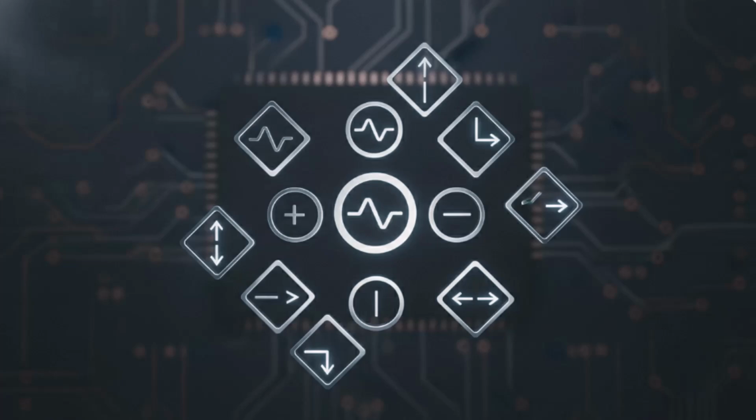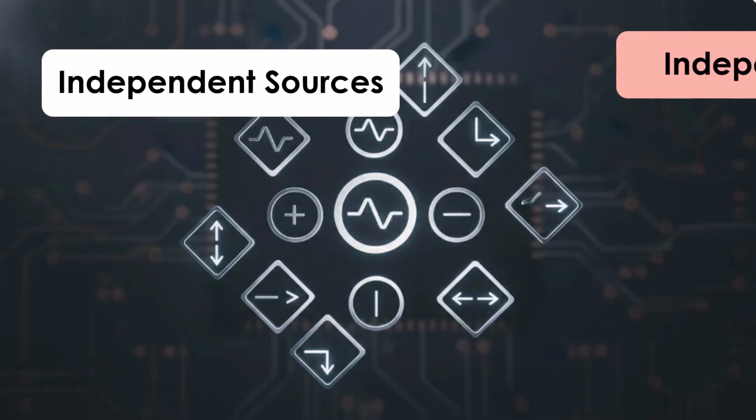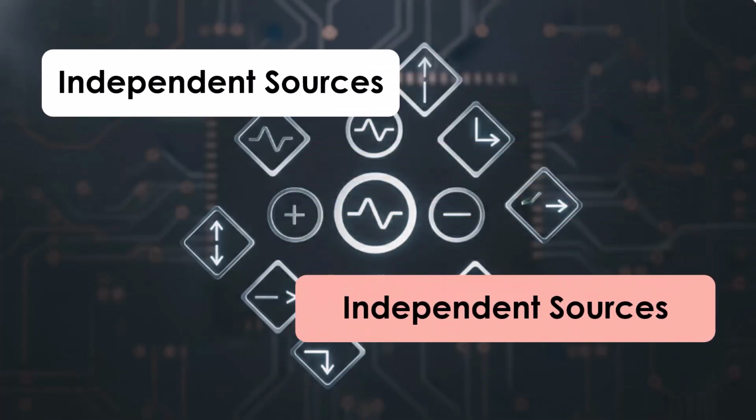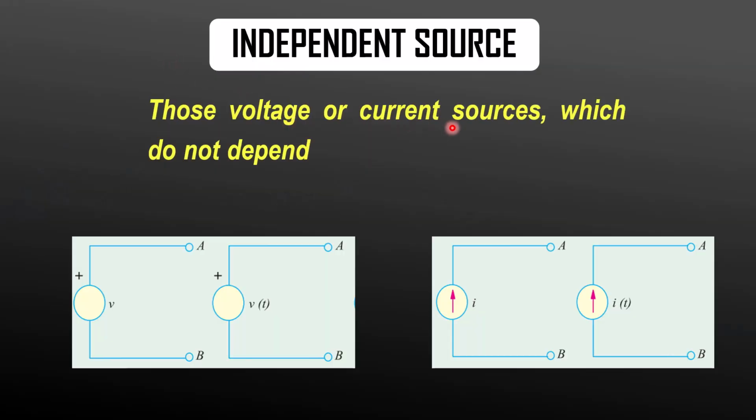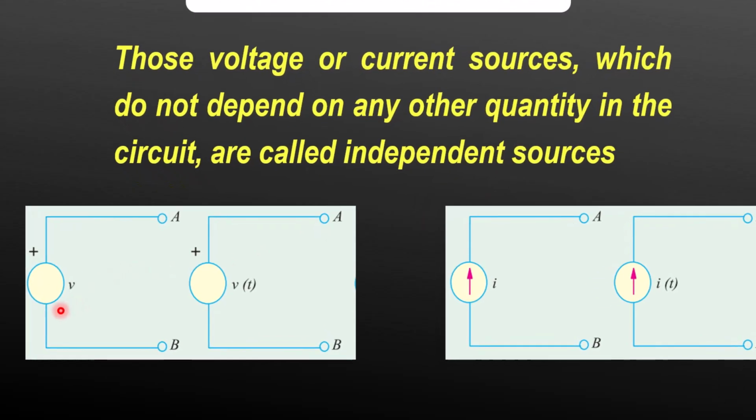In this video, we are going to study what are independent sources and dependent sources. So let's first see what is an independent source. Those voltage or current sources which do not depend on any other quantity in the circuit are called independent sources. So this is an independent voltage source and this is a constant voltage source.